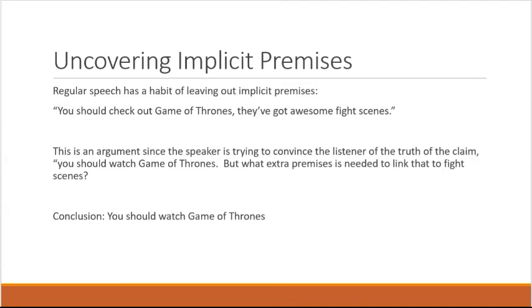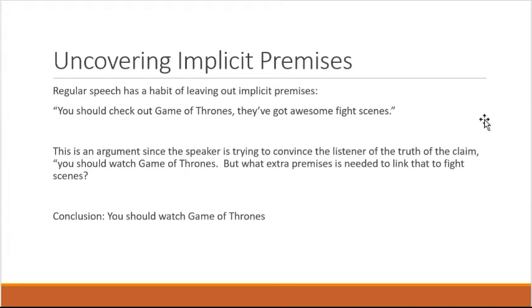All right, so the next part of the book is uncovering implicit premises, and I included this in our course because this happens all the time. We often give arguments to each other that don't explicitly lay out every bit of your argument. And that's okay, because when you're talking with your friends, you don't have time to say, hey, you like shows with good fight scenes. Game of Thrones has good fight scenes. Therefore, you will probably like Game of Thrones. That's a really weird way to speak. So it's okay when you're talking with your friends to say, hey, you should check out Game of Thrones. They've got awesome fight scenes.